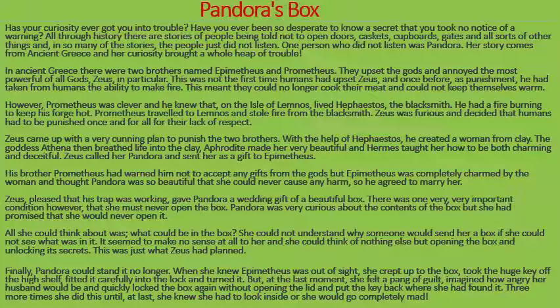In ancient Greece there were two brothers, named Epimetheus and Prometheus. They upset the gods and annoyed the most powerful of all gods, Zeus in particular. This was not the first time humans had upset Zeus, and once before, as punishment, he had taken from humans the ability to make fire.